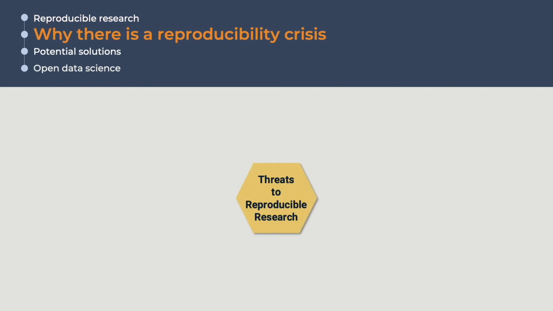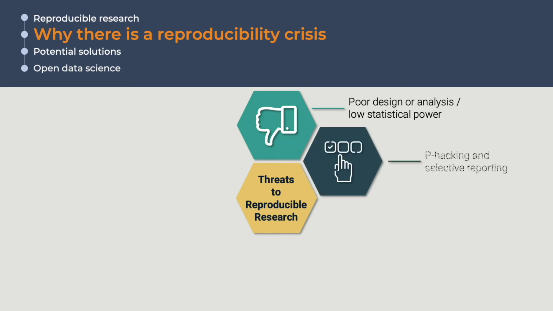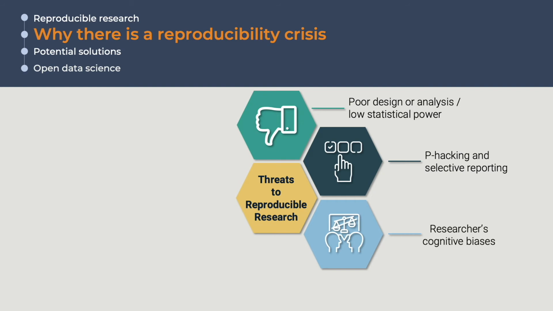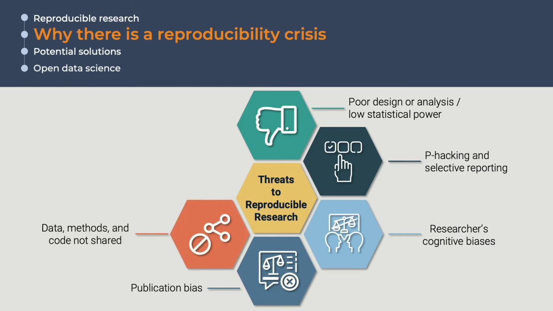Different factors can hinder reproducible research. These include poor study design, analyses, and low statistical power, p-hacking and selective reporting, cognitive biases of the researcher, which can affect the analysis, interpretation, and reporting of the data, and publication bias towards novel and statistically significant results. The data, methods, and code are often not shared or unavailable to other researchers, and there is a common misconception that reproducible research may take extra time and effort, which could be the case at the start of a new project, but working reproducibly will make our work more efficient in the long run.